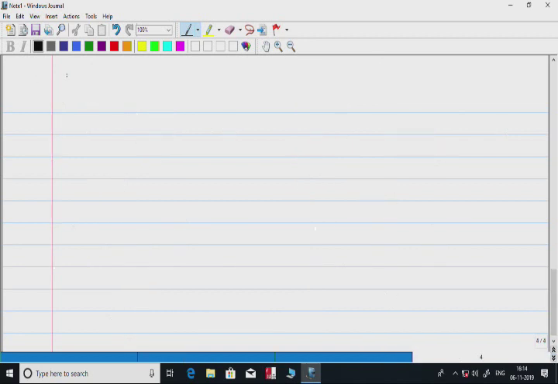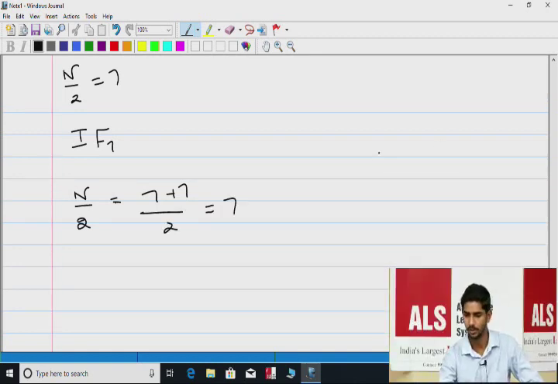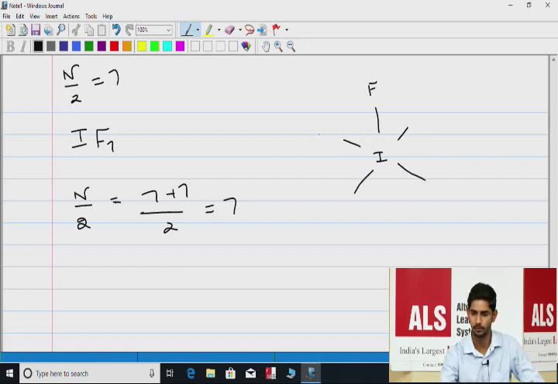Let's talk about n by 2 equal to 7. Only one case, which is IF7. So calculate n by 2. This is 7 plus 7 by 2, which is 7. So put the iodine at the center and then draw 5 bonds like this and put fluorine at every position. Okay, and then the rest 2 fluorines like this.